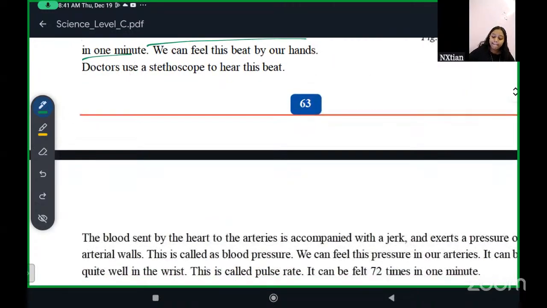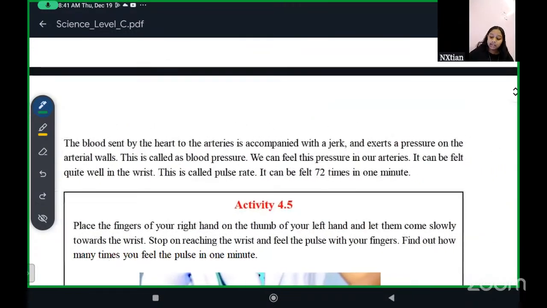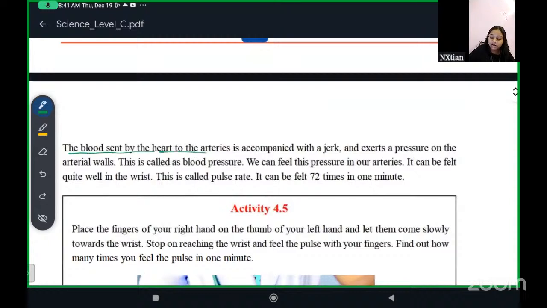Now, the blood sent by the heart to the arteries is accompanied by a jerk and exerts a pressure on the arterial walls. This is called blood pressure. We can feel this pressure in our arteries. So when the blood sent to the arteries is accompanied with a jerk and exerts pressure on the arterial wall, it is known as blood pressure. All right. Now it can be felt quite well in the wrist.